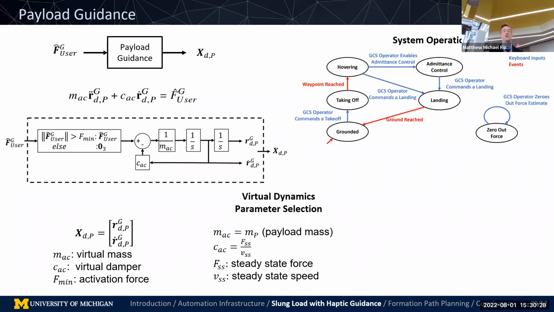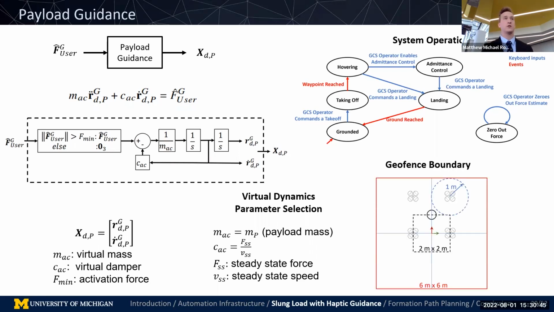The operation of the instrumented payload is shown here. This is to say that admittance control isn't always enabled. It's only enabled after the system takes off and the operator is able to transition the system into admittance control before we push it along. And then at the end, we can, of course, land the system using a specific trajectory. Admittance control is also disabled according to the geofence boundary.